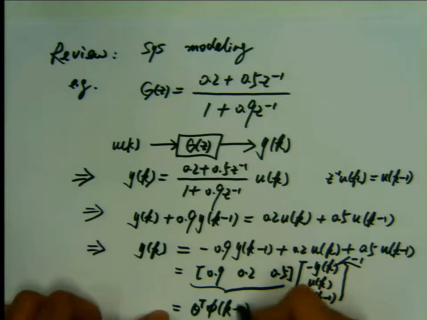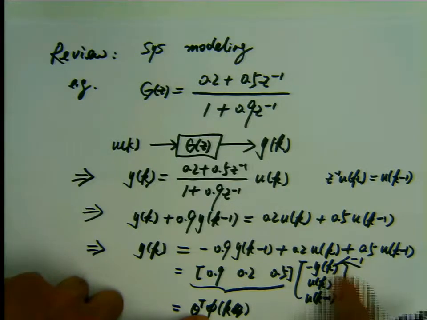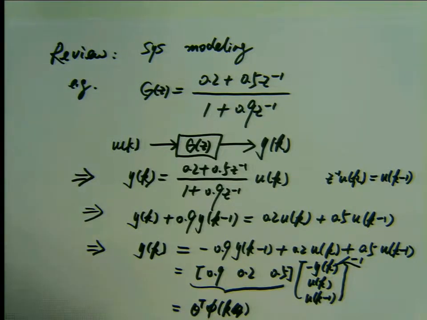Let me use yk notation. Okay, so here it's saying output is a linear combination of the data you measure previously and then the input you have at time k. This is called, let me start a new page, this is called the regressive form of the Planck model.